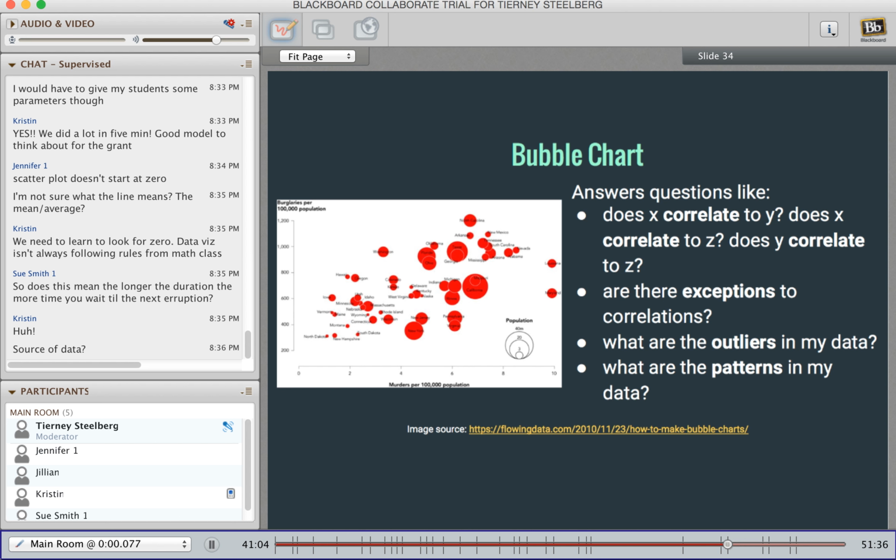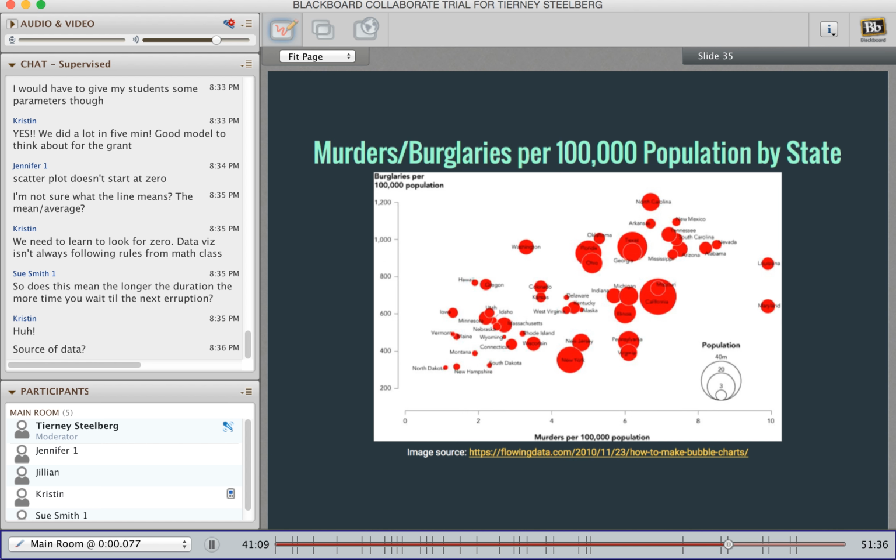So this bubble chart, which let's look at a little bit bigger, shows burglaries per 100,000 people on the y-axis and murders per 100,000 people on the x-axis. The bubbles plotted are U.S. states, and their size is according to their population. This is another data visualization from Flowing Data, the blog.